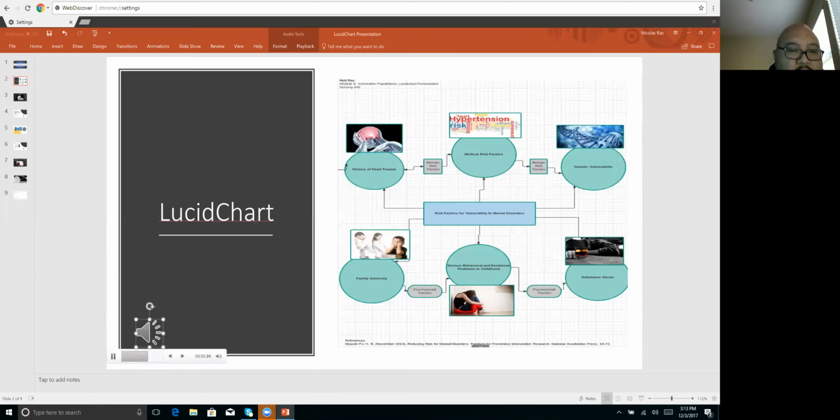Then I go down to psychosocial risk factors. First is the family adversity to the left. Then I also chose serious behavior and emotional problems in childhood, which predisposes people to mental disorders, and also substance abuse, which is the third one. In the upcoming slides, I will be briefly talking over each risk factor in very little detail.